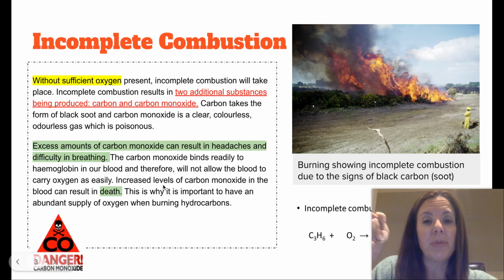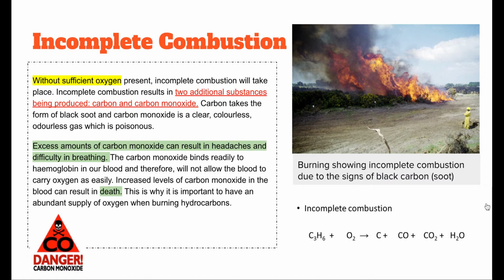When you have incomplete combustion, however, you get two additional substances that are being made. So when we take a look at this reaction here, we have our hydrocarbon, and when it reacts with oxygen, here are the two products, carbon dioxide and water, that we saw before with complete combustion, but you also get two other products being made, carbon monoxide and solid carbon. In this burning reaction up here, because we see evidence of black soot, that is your carbon, this indicates that there's not a lot of oxygen and that this is an incomplete combustion.